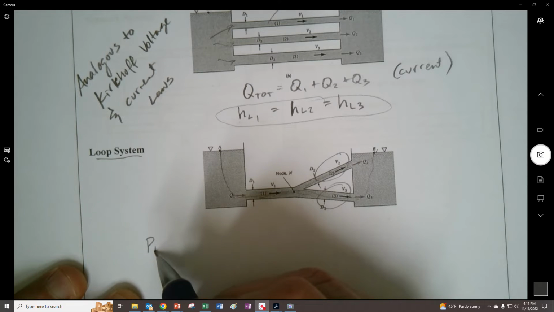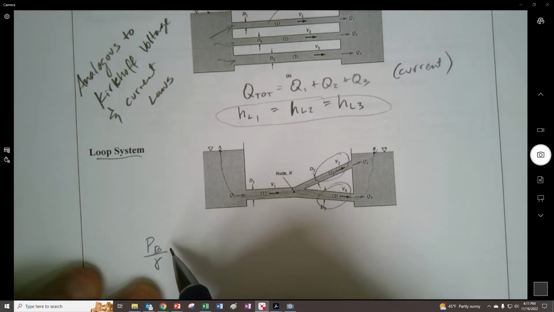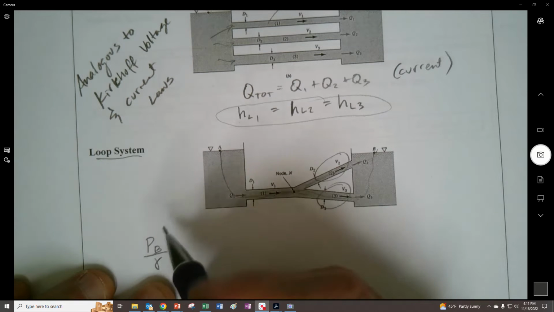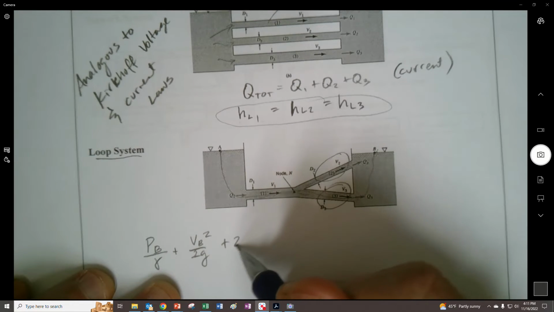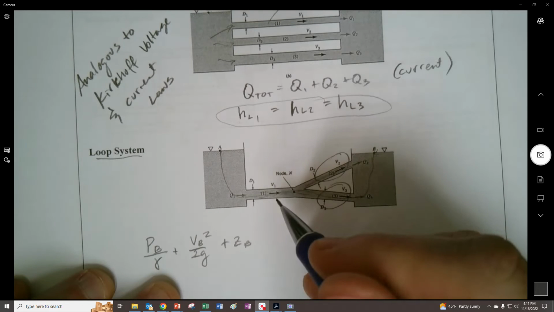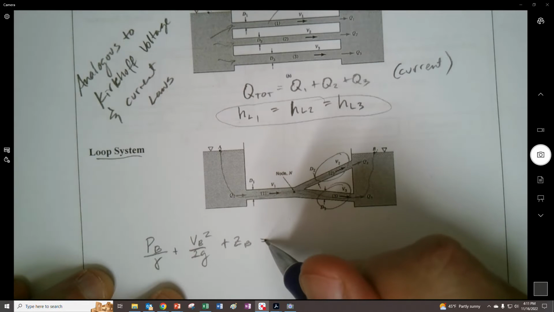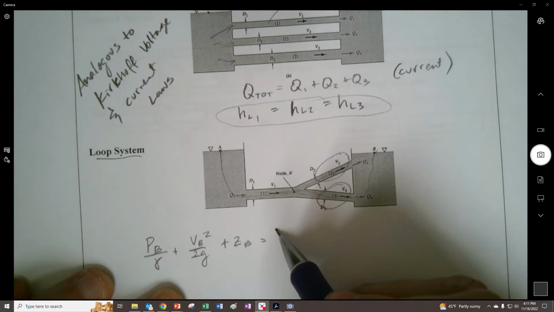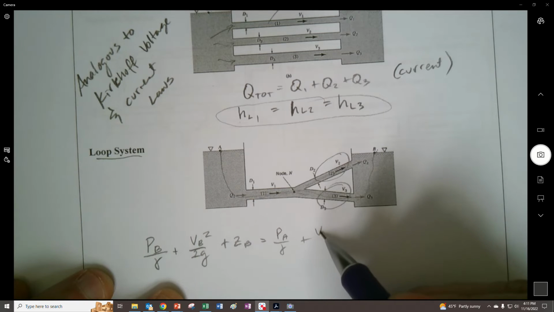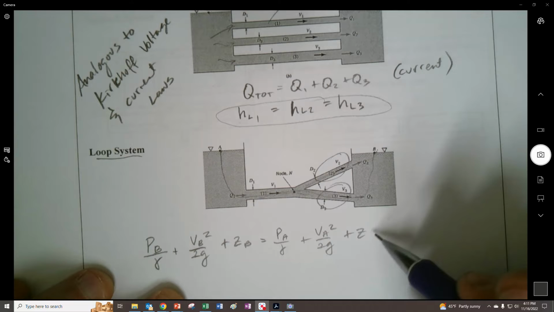I'm going to go to B, right? So this is going to be Bernoulli: PB over gamma plus VB squared over 2G plus ZB is equal to, and then I'll do it to A right here, right? So we'll say that we have PA over gamma plus VA squared over 2G plus ZA.